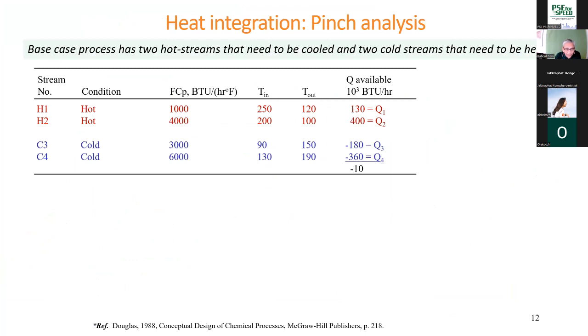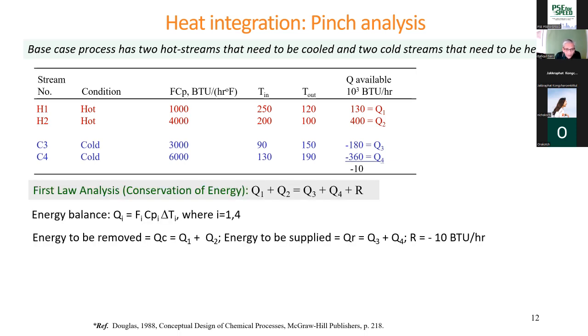So let us assume that we have two streams. They're called hot. They have to be cooled from this temperature to this temperature. And we have two cold streams. They need to be heated from this temperature to this temperature. And Q is equal to FCp delta T, which can be calculated. So to cool from this temperature to this temperature, so much heat has to be removed. And so much heat has to be removed here. So much heat has to be added. So much heat has to be added.